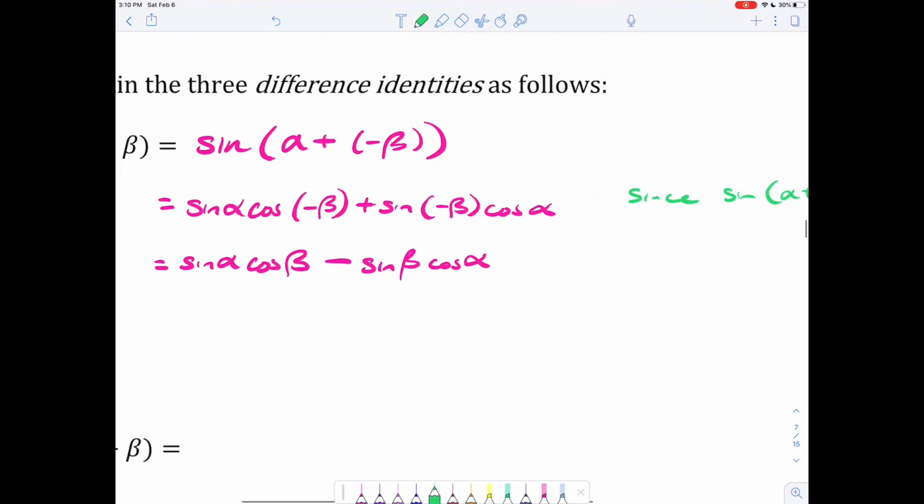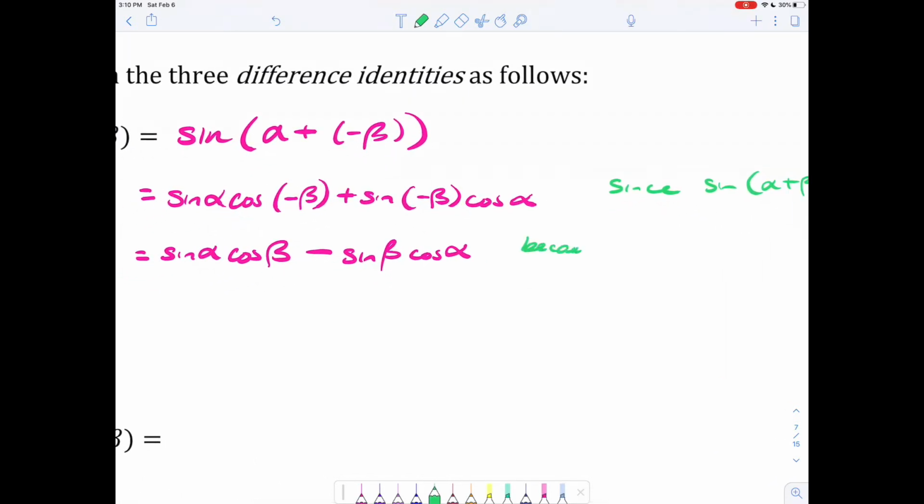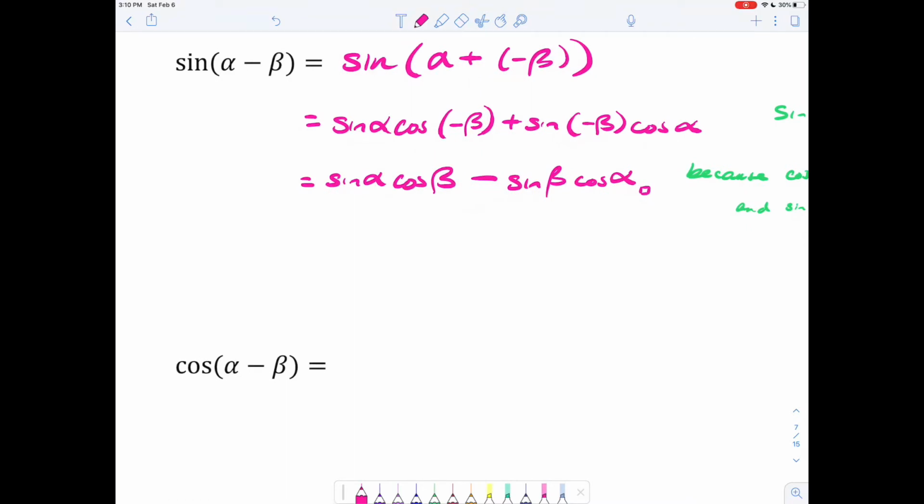And again, just the reasoning behind it is that cos of negative beta is equal to cos beta, and sine of negative beta is equal to negative sine beta. So using that info, this one is then done. See if you can get the other ones. Again, the difference identities are also on your formula sheet, but see if you can derive them from what we have. Take a moment, try that out.